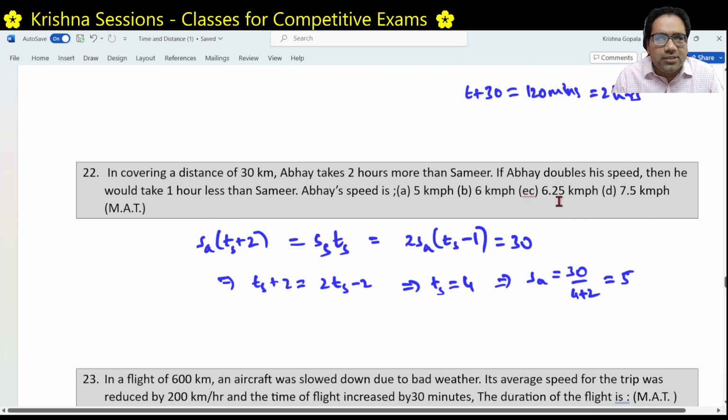Now, if he doubles his speed, that means instead of SA, he makes it 2SA, then he is taking 1 hour less than Samir, TS minus 1. So this is equal to speed of Samir into time of Samir. Abhay's first speed and first time is equal to Abhay's double speed and 1 hour lesser time, is equal to Samir's normal speed and time, all equal to 30.